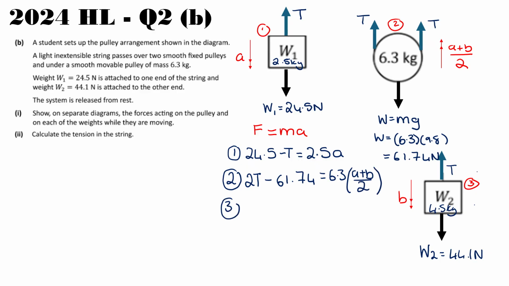And then for number 3, we're going to have our working downwards. So our weight is pulling it down first. 44.1 minus our tension is equal to 4.5 times B. I find having those directions of motion are key, but including that acceleration as A, B, and (A plus B) over 2 is going to make this so much more helpful.